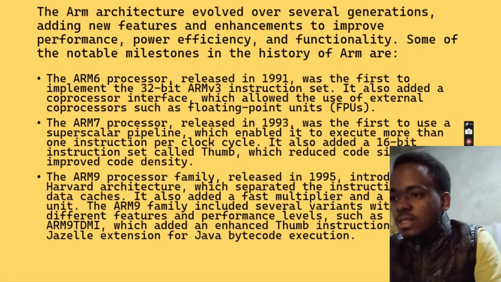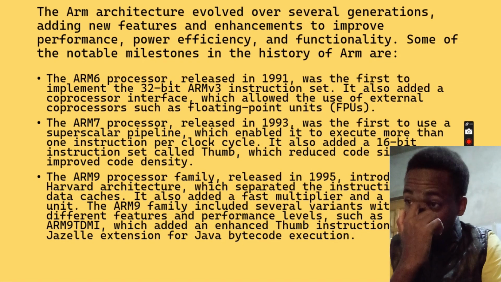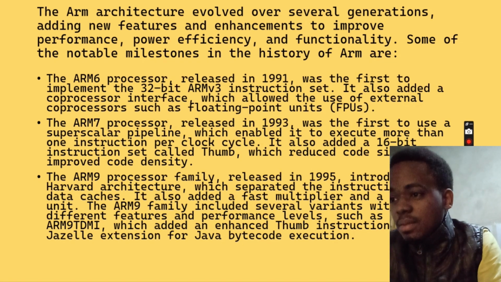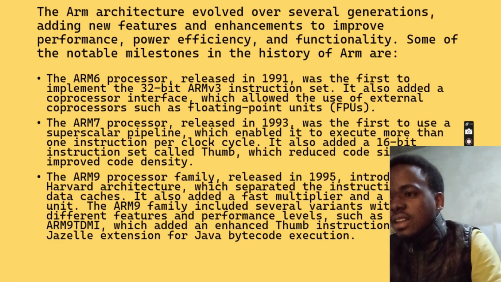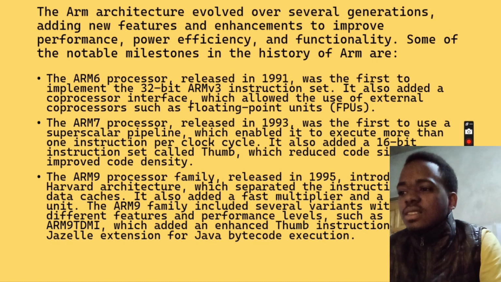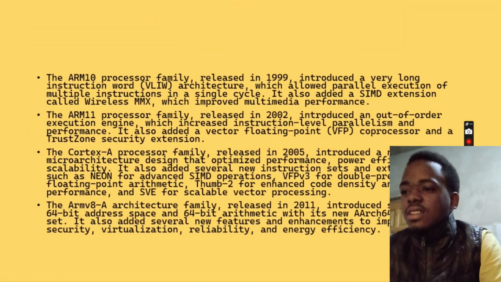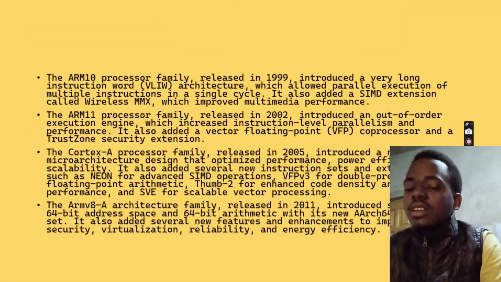The ARM9 processor family, released in 1995, introduced a Harvard architecture which separated the instruction and data caches. It also added a fast multiplier and a debug unit. The ARM9 family included several variants with different features and performance levels, such as the ARM9TDMI, which added an enhanced Thumb instruction set and a Jazelle extension for Java bytecode execution.